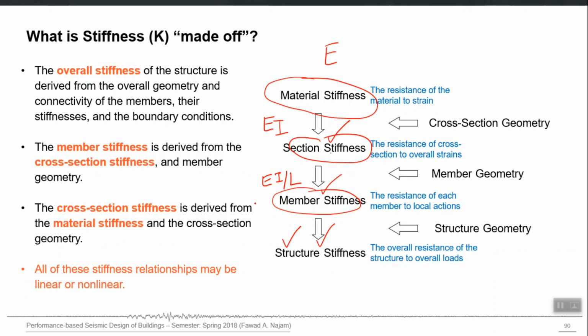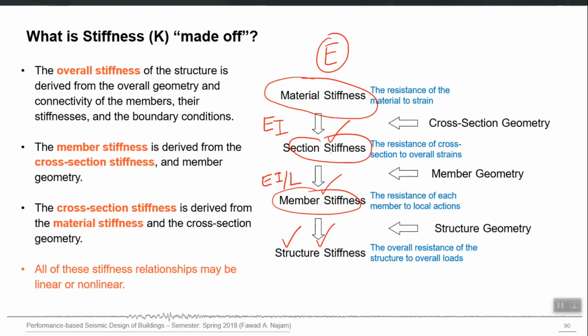So the point is that the relationship between action and deformation, which means these stiffnesses, can be variable or constant. Stiffnesses can be constant for the linear case, and they can be variable for the non-linear case.